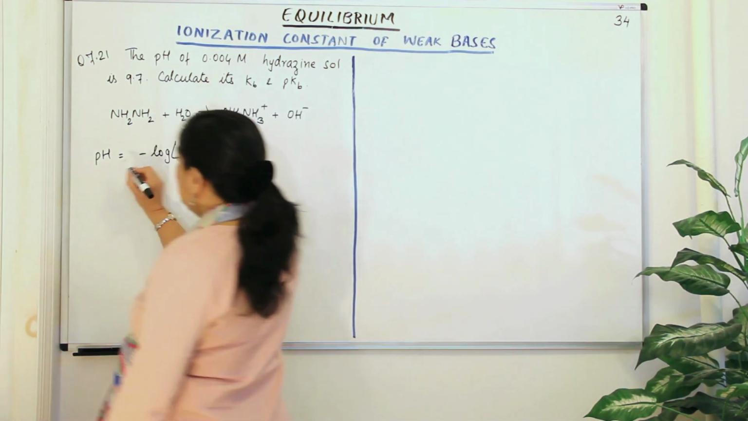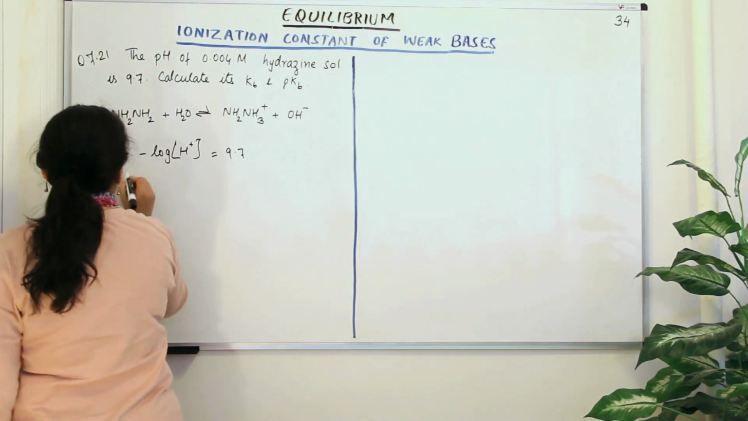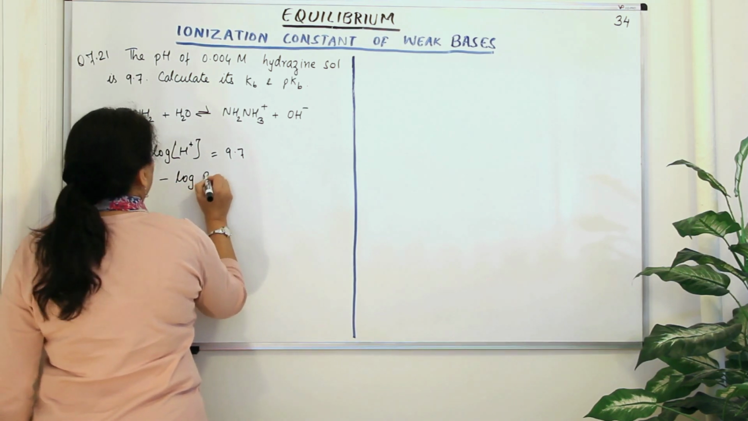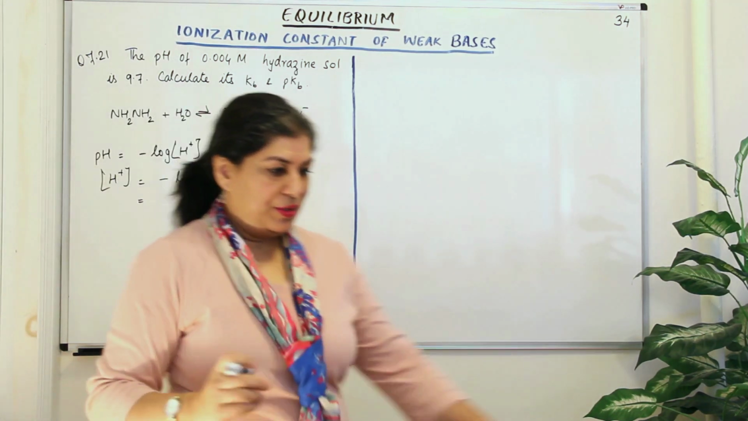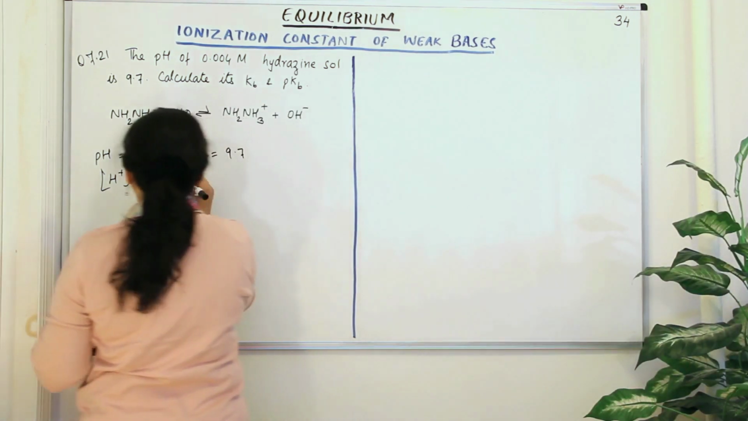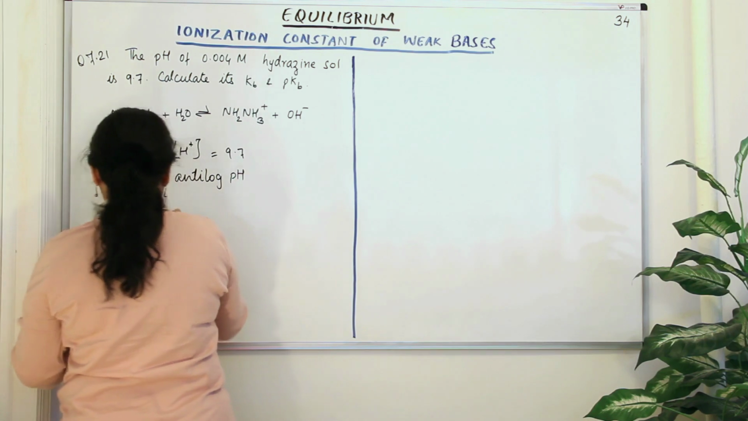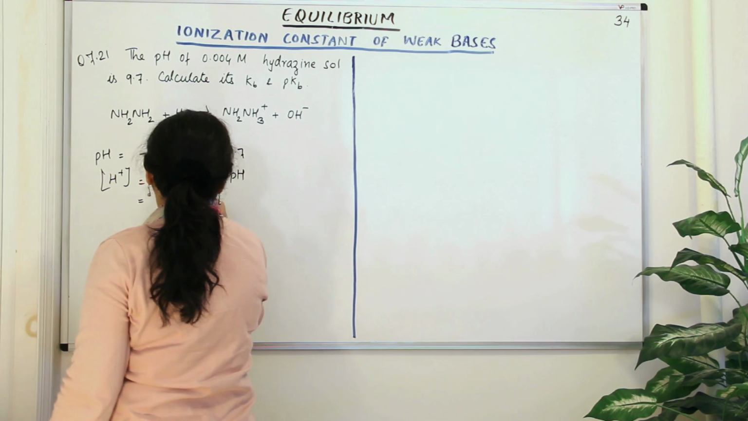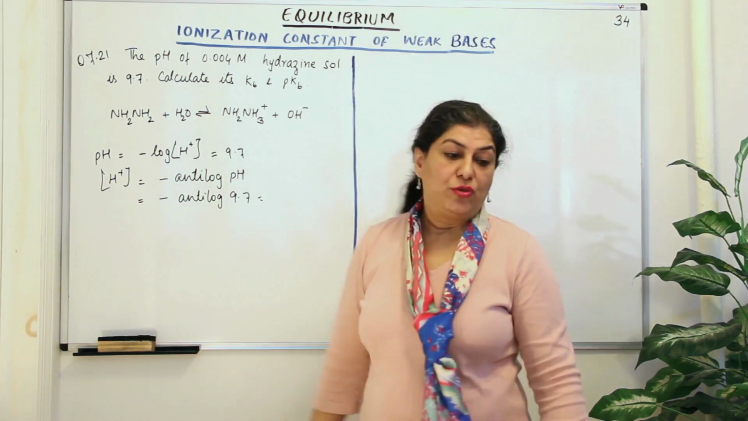Since pH is the negative log of this, if you want to find out H positive, it would be the negative anti-log of the pH value, because the log is given to us. This value is a log, so it is the negative anti-log of the pH value. So you'd find this would be negative anti-log of 9.7, which would give you the value of hydrogen ion concentration.